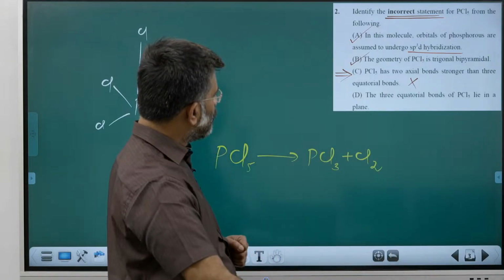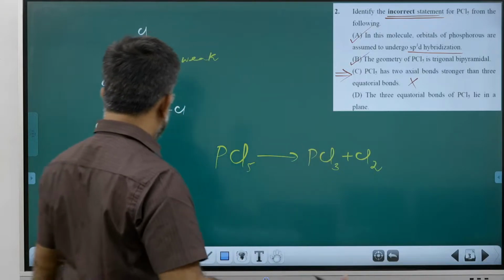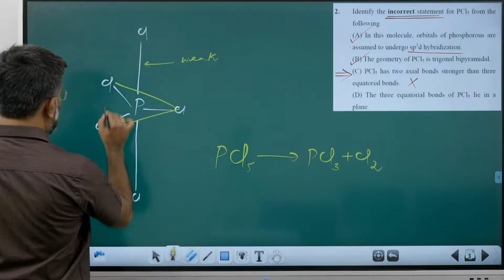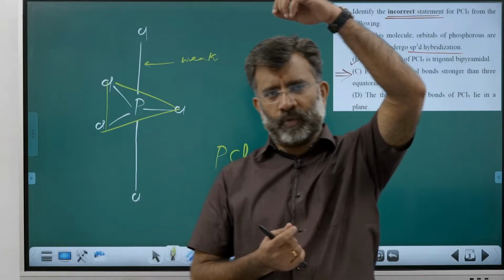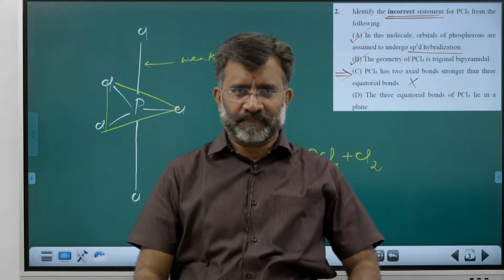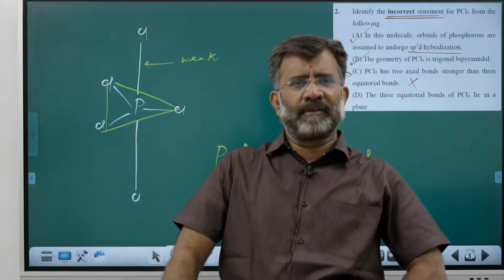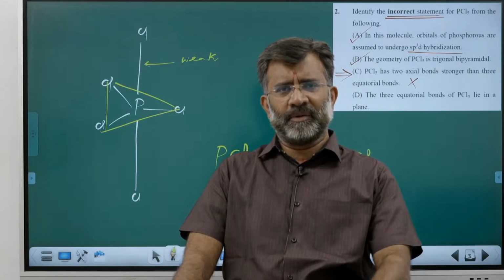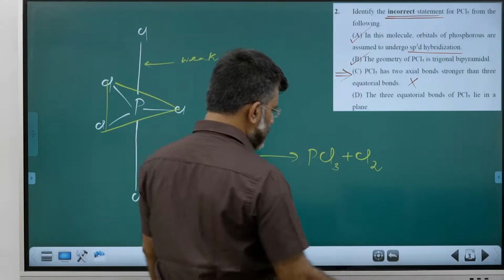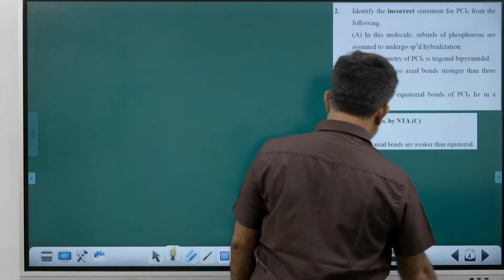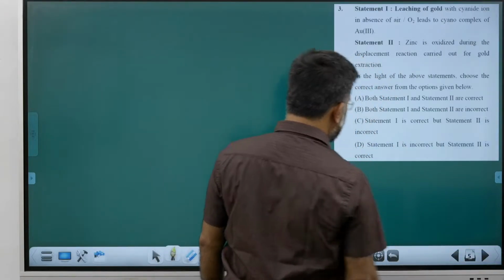What about the last one? The 3 equatorial bonds of PCl5 lie in a plane. Definitely, these 3 bonds are in a plane, and one is vertically up and one vertically down. Right? A simple question based on the structural features of the PCl5 molecule. All of you are clear about it. Next one. So the answer is option C. Answer is option C. Next one.